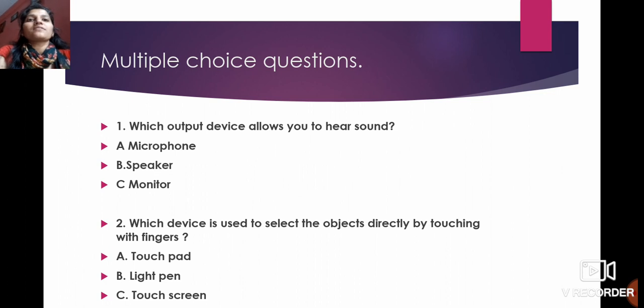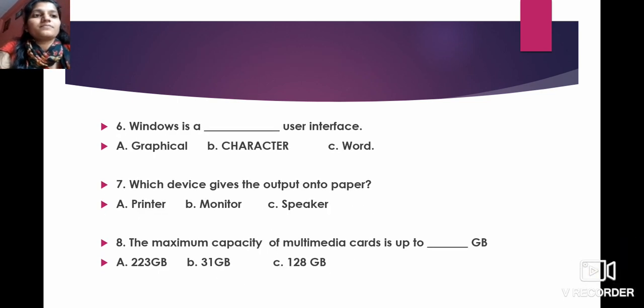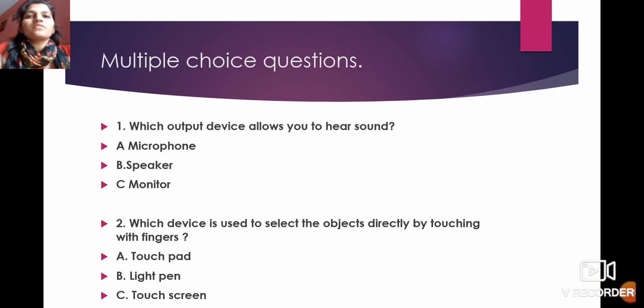We are going to start with the next section, that is MCQ, which means multiple choice questions. So let's start with the first question. Here you will get multiple options as answers. There will be only one correct answer from the options, but you will get multiple choices. So let's start our first question. I hope you all are ready.